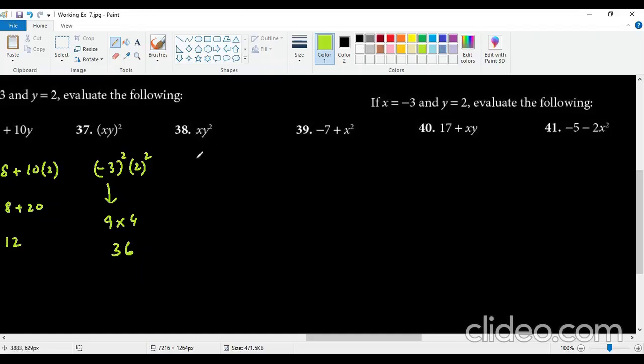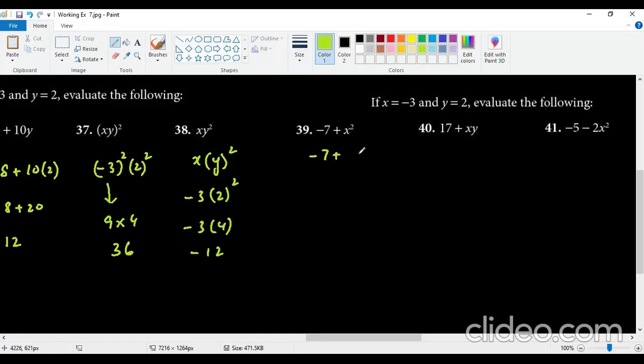Now in the next one, 38, the value of x is going to be itself only and y is multiplied by itself. So y is multiplied by itself like this. So the value of x is negative 3 and 2 is multiplied by itself. So negative 3 times 4 is going to give you a negative 12 as an answer.